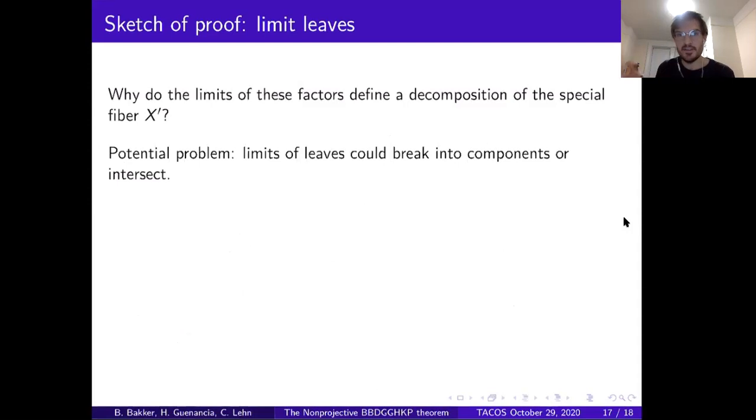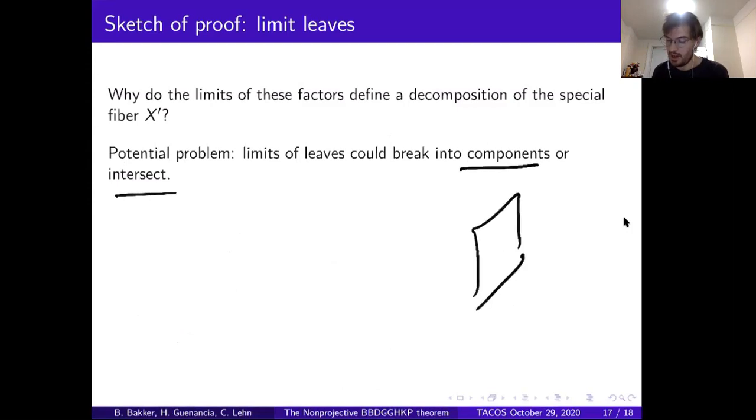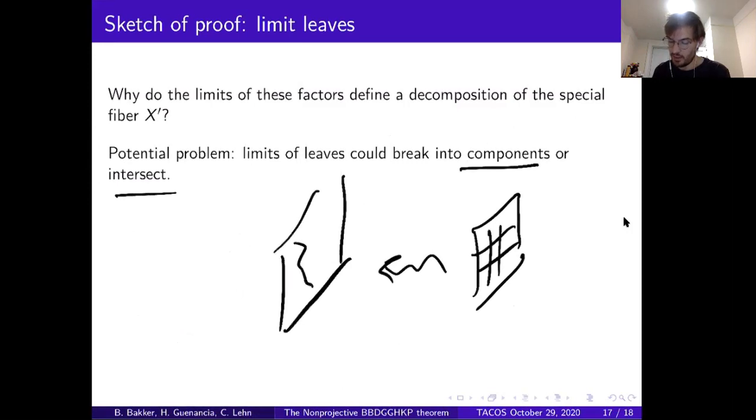When we take the limits of these leaves, they could break into components. They could become either reducible or non-reduced. Or they could intersect. If they define a product decomposition, then they better only ever intersect once. So the sort of enemy is that whereas over t not equal to 0, my leaves look like this, this could degenerate to a situation where maybe one leaf breaks into a component like this, and the other leaf shares a component, the first guy. Okay, so how do we rule this out?